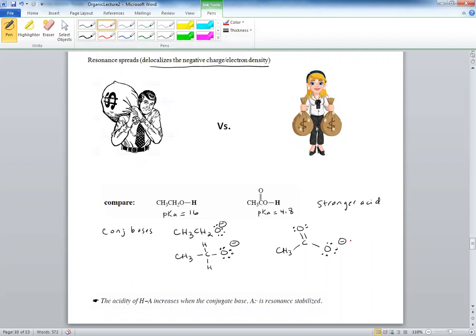Well, we have resonance here. Remember, we spent a lot of time last week on how we can move one of these lone pairs, which breaks its pi bond. And what's happening here is that you're forming this resonance structure.